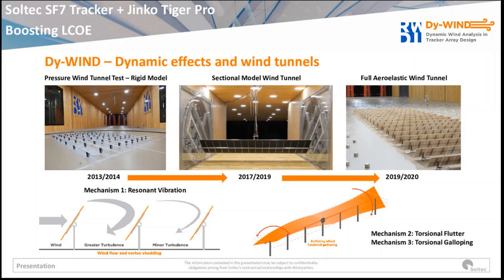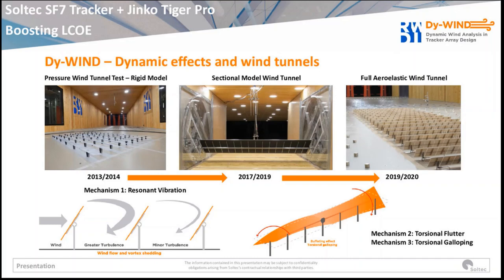Because it is not the same for a tracker in the exterior part of the layout, because of the exposure to the wind, as for a tracker in the inner part of the layout, okay? So with this new full aeroelastic wind tunnel test, we understand the interaction between all the trackers. So it helped us to calibrate the 3D CFD simulations. So we do not need to perform a specific wind tunnel test for each project specification that we are studying.